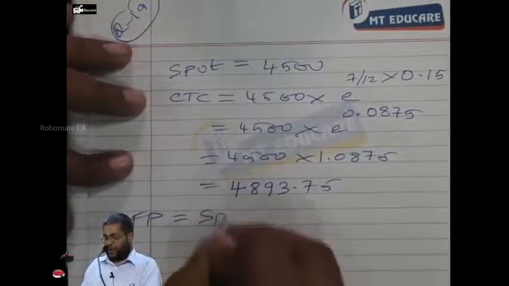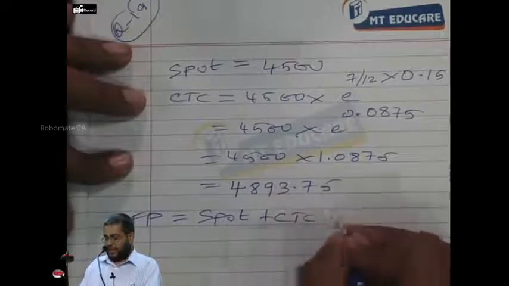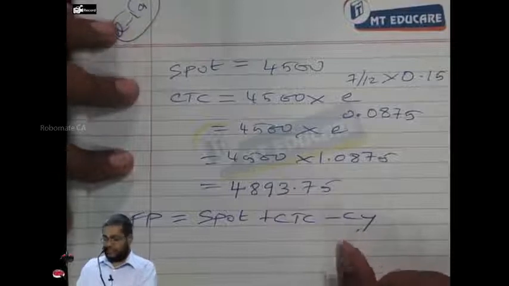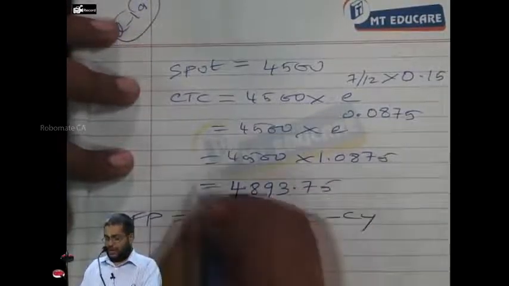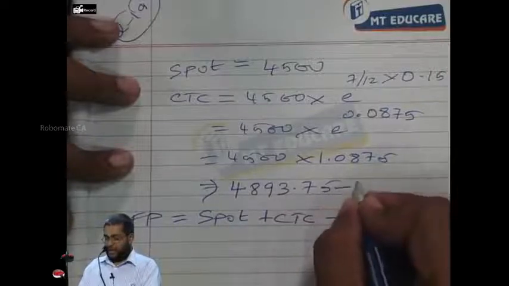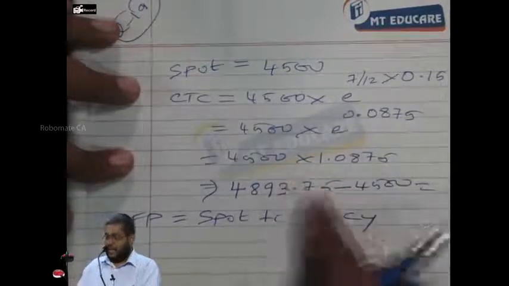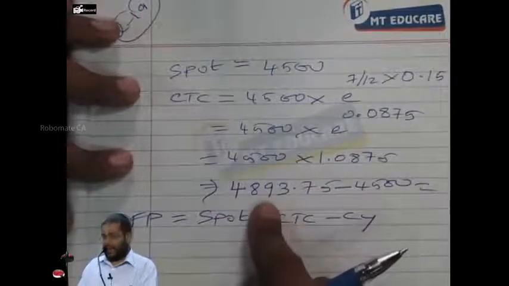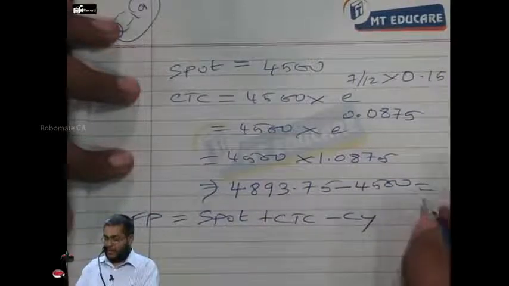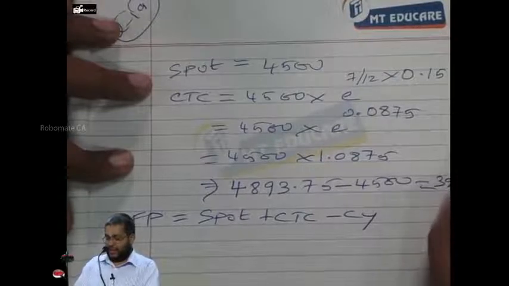Future price is equal to what? Spot price plus cost to carry minus convenience yield. Now, 4,893.75 minus the spot price, 4,500. This is the cost to carry. What is the cost to carry amount? 393.75.